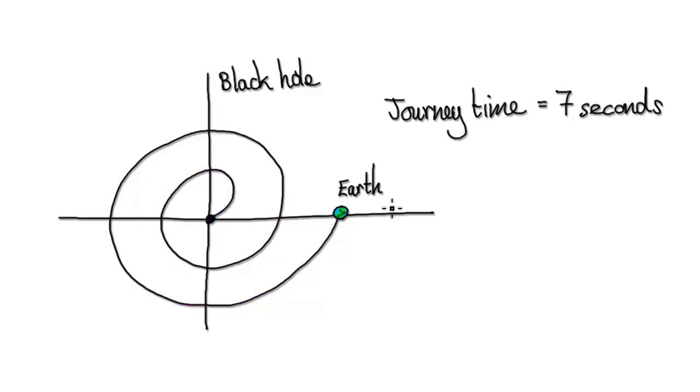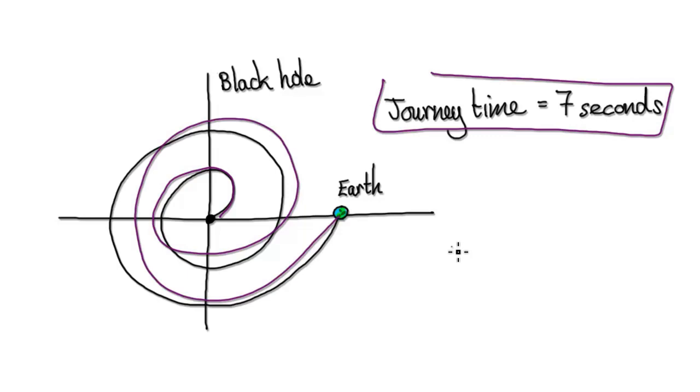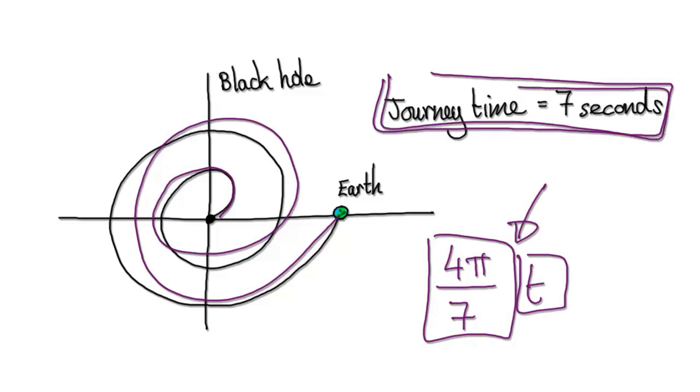Before we do that, we want the journey time to be 7 seconds. So all the way around here is 4 pi. If we cut it up into 7 equal pieces, and then stick a t in here, this will give us a journey time of 7 seconds. So let's go back to here.